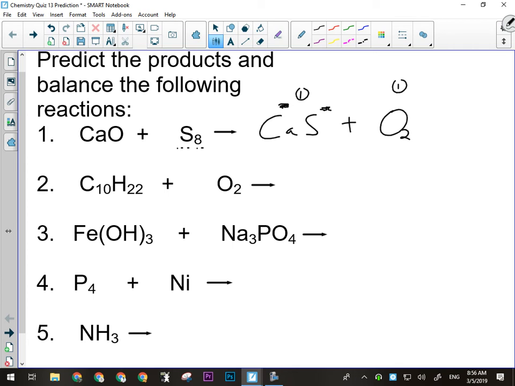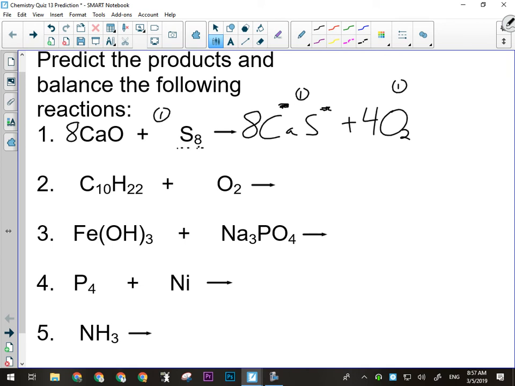Now we need to balance the whole reaction. Our general rule for all reactions, not combustion, is that we start with the biggest number. 8 is our biggest number, so I'm going to go over to the product side and make sure my sulfurs are balanced by putting an 8 in front of calcium sulfide. That gives me 8 calciums, so I'm going to go back over to the reactant side and balance my calciums with an 8. When I do that, it gives me 8 oxygens, so I need to come back over here and put a 4 in front of the O2 so that I have 8 oxygens on both sides. Now the whole reaction is balanced, and that will be my third and final mark for that. Questions on number 1?